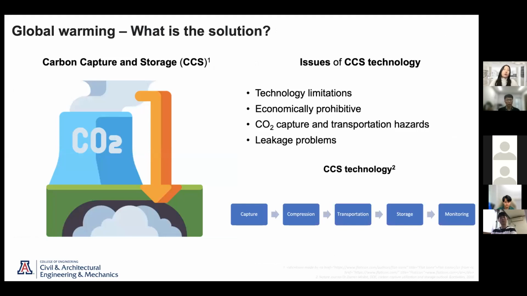To achieve carbon neutrality by 2050, carbon capture storage (CCS) technology is essential. CCS requires 5 techniques: CO2 capture, compression, transportation of CO2, storage, and leakage monitoring. However, CCS still has several issues. First, CCS technology limitations exist, and second, those CCS technologies are expensive and costly. Third, they have hazards during CO2 capturing and transportation. Lastly, there are CO2 leakage problems.